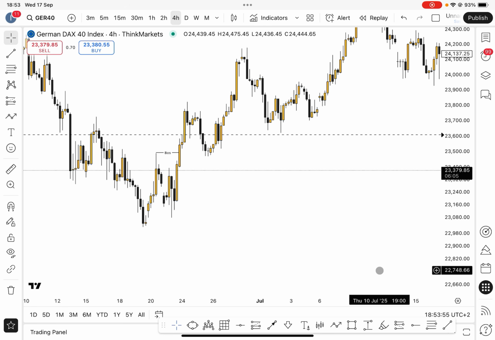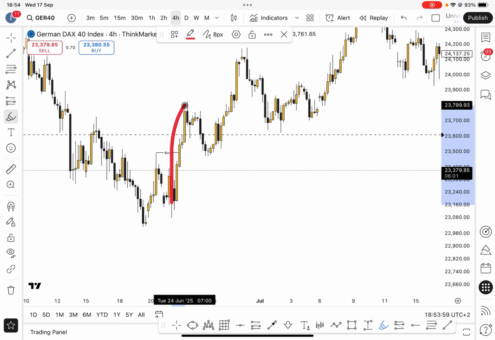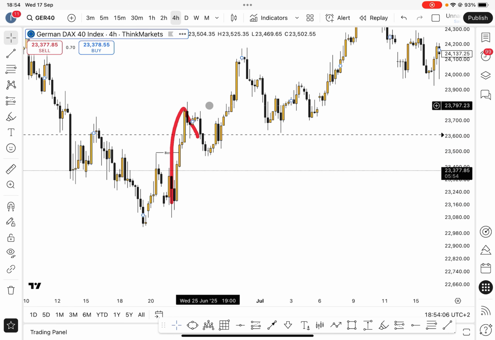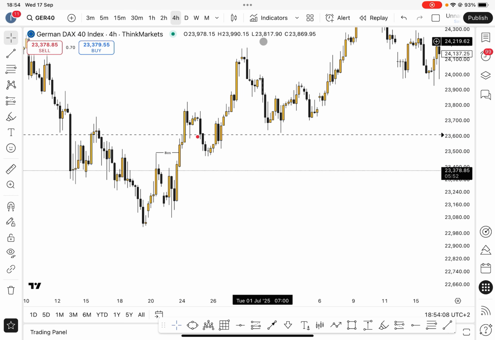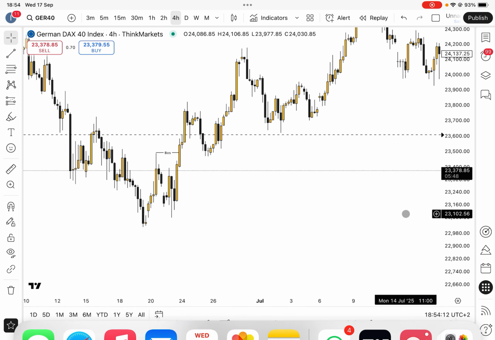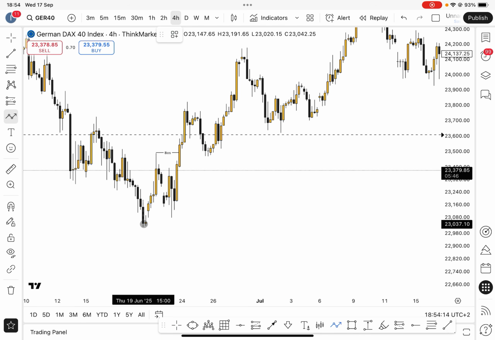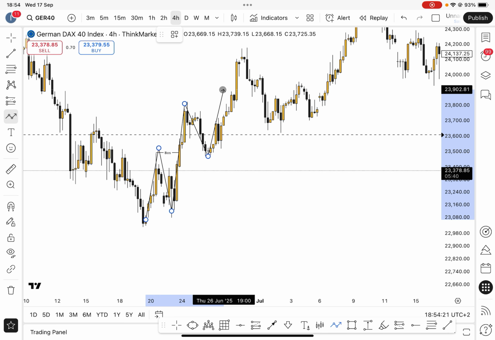Two, there must be an impulsive move. We can see there's an impulsive move to the downside. You can see there was a move to the downside, to the upside, to the downside, to the upside, to the downside.